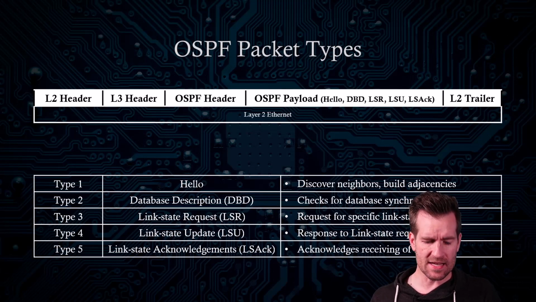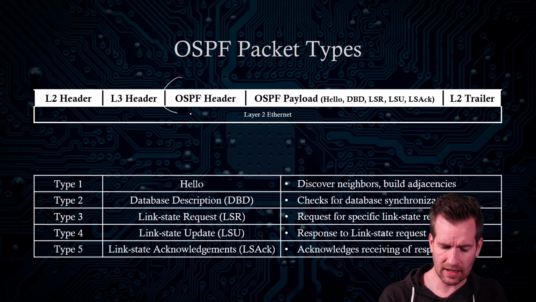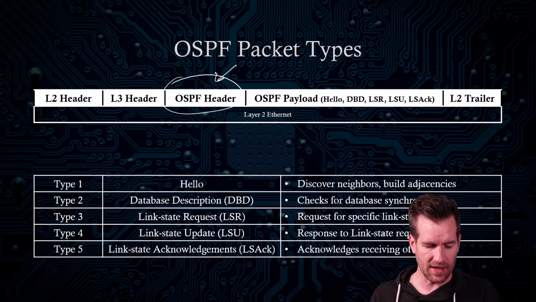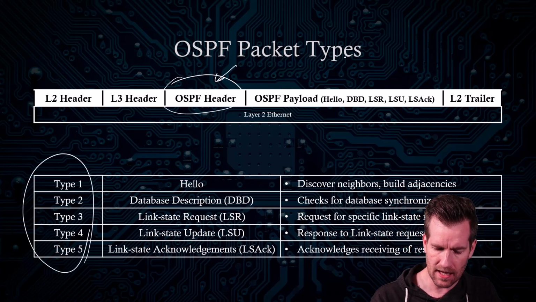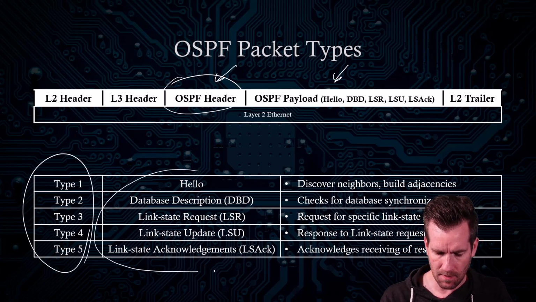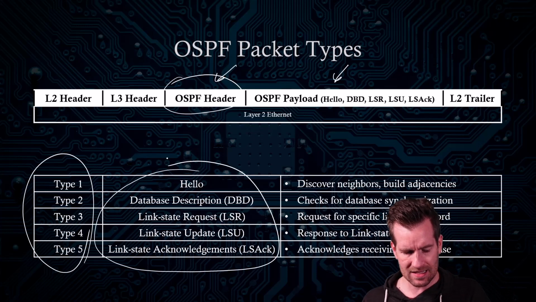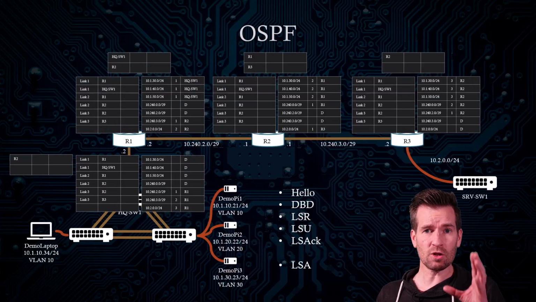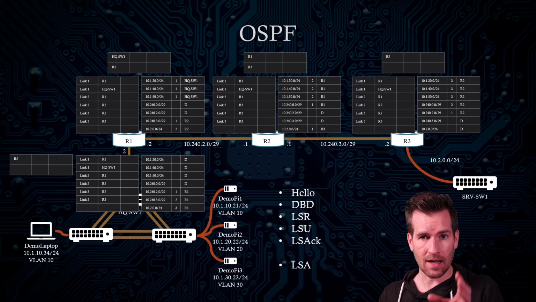So what are these different packet types? Well, we just looked at the OSPF header in here, and it showed us a type field that defined what is going to be in the payload of this. And we said that is going to be hello, the database description, the link state request, the link state update, and the link state acknowledgement. So what does that look like when it comes to our topology?